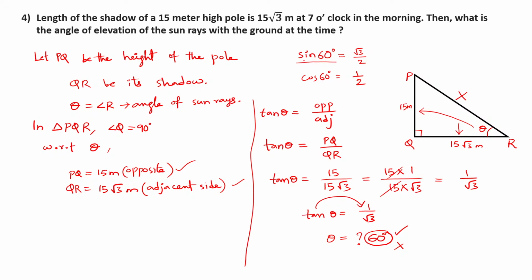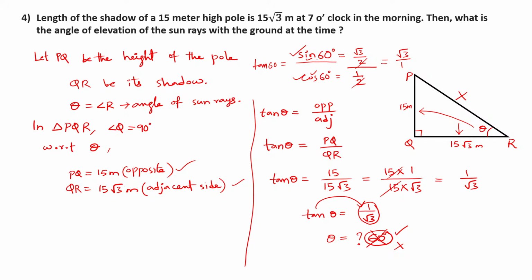So tan ratio is nothing but sine by cos. So tan theta can be written as sine theta by cos theta. Sine theta you remember, cos theta you remember. So same, root 3 by 2 by 1 by 2. So the 2 gets cancelled, and you will be left with root 3 by 1. But here we have 1 by root 3. So our assumption of 60 degrees is wrong.